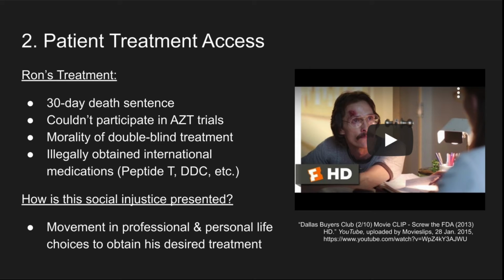To review, Ron's treatment consists of a 30-day death sentence, and he can't participate in AZT trials. He struggles with the morality of a double-blind treatment, which essentially means that, as he mentions, half the patients would receive a potential treatment and the other half would receive sugar pills. Unfortunately, this is necessary when testing the functionality of a new drug, but the movie exaggerated this in terms of his struggle with his disease. And he illegally obtains international medications, including peptide T and DDC, which shows the extent he had to go through for his treatment. Now, this social injustice is presented in which Ron has movement in his professional and personal life choices to obtain his desired treatment, which includes outward appearances while gaining wealth and forming a business for a purpose of providing treatments targeted towards controlling HIV symptoms.